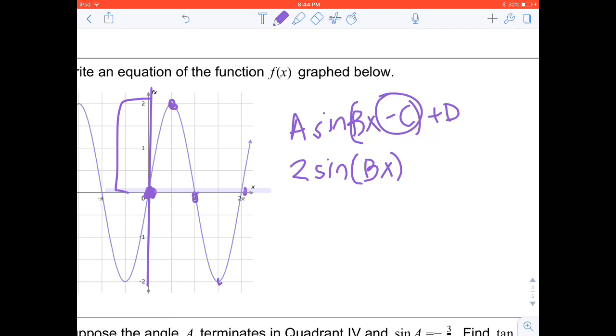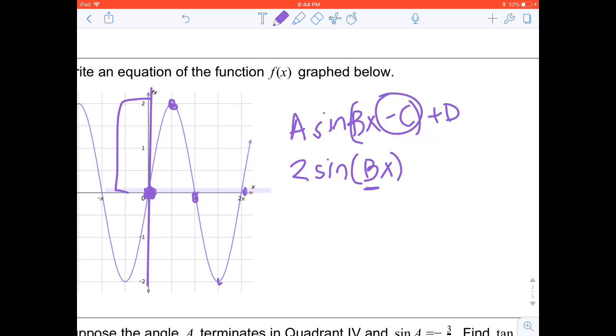Also, if our midline is on the axis here, then I can go ahead and say that my D is 0 also. So I don't have to add that in or anything. Really, all we have left to figure out is what is our B. So the B has to do with our period. The period is the distance that it takes for our graph to do one full cycle. So remember we said it's starting here, then we go up, middle, down, middle.